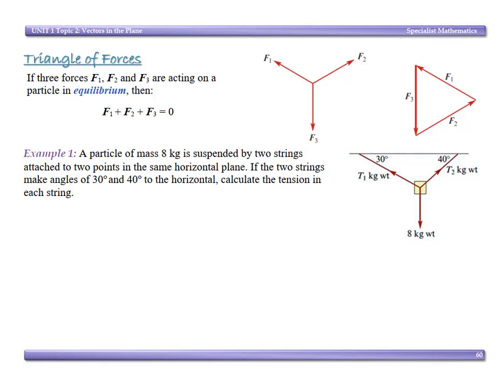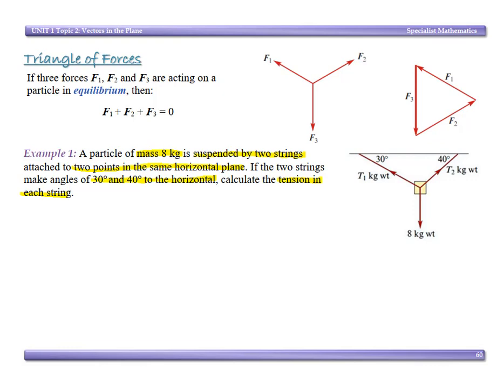So the example: a particle of mass 8 kilograms is suspended by 2 strings attached to 2 points on the same horizontal plane. If the 2 strings make angles of 30 and 40 degrees to the horizontal, calculate the tension in each string. So you can see this diagram that we have here.